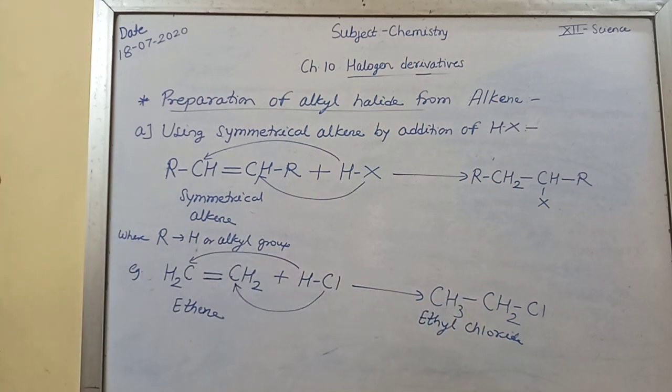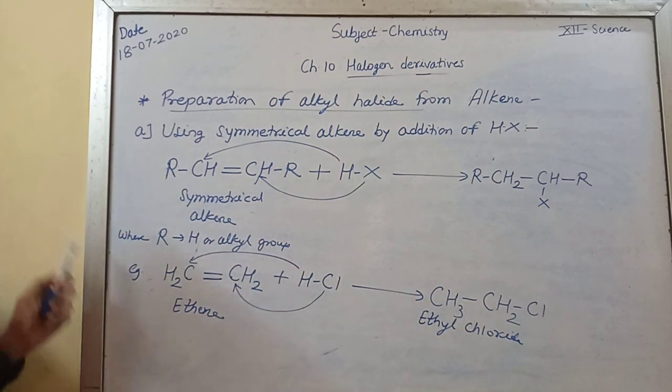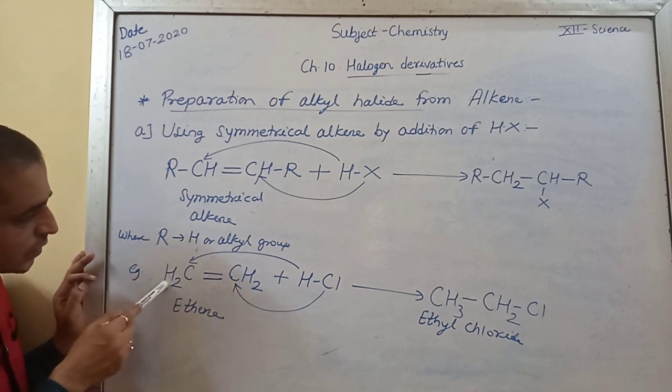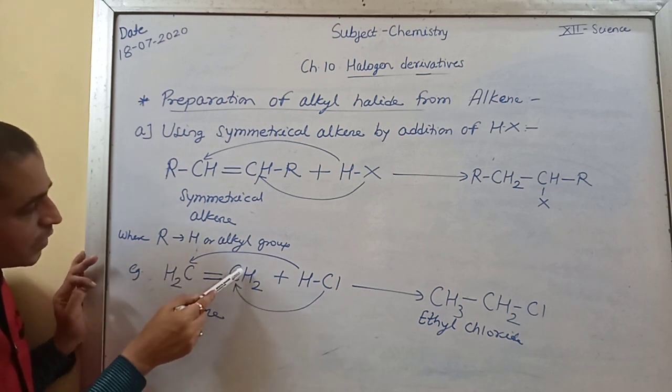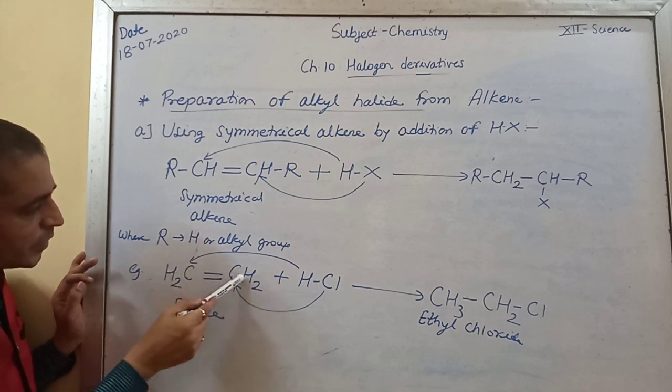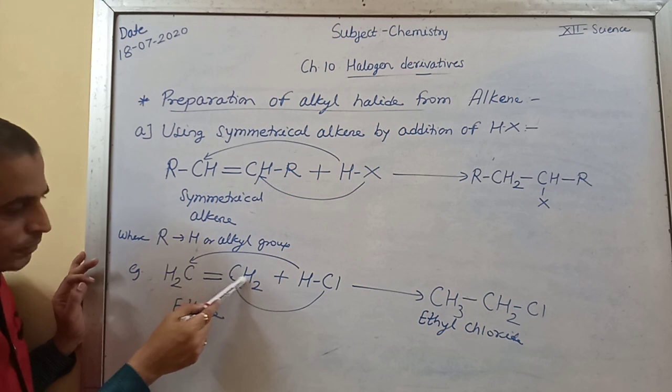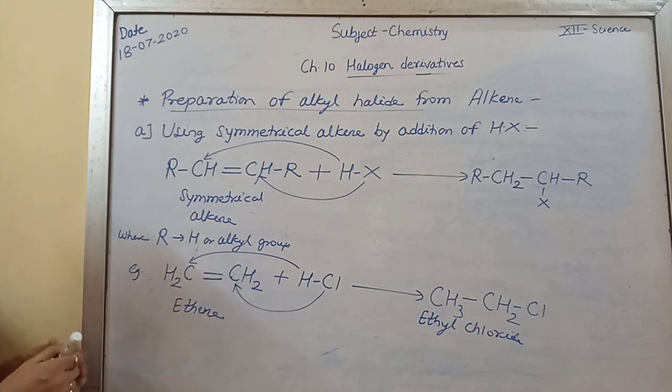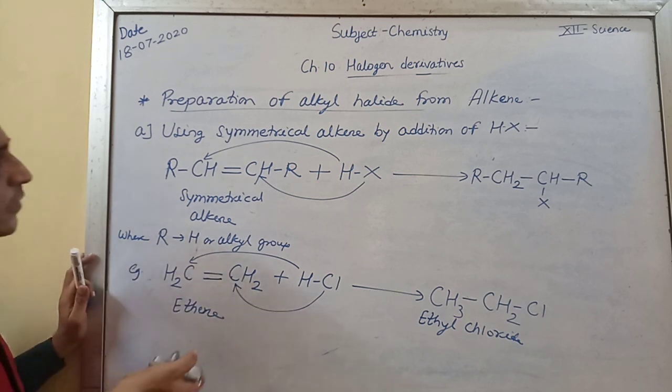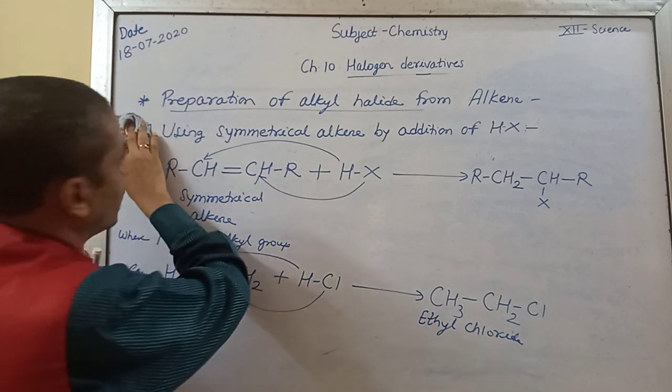It is about using symmetrical alkene by addition of hydrogen halide. You remember that in a symmetrical alkene, similar alkyl groups or the same number of carbon atoms are present on either side of the double bond. You can take the example of butene also. You get the corresponding alkyl halide.